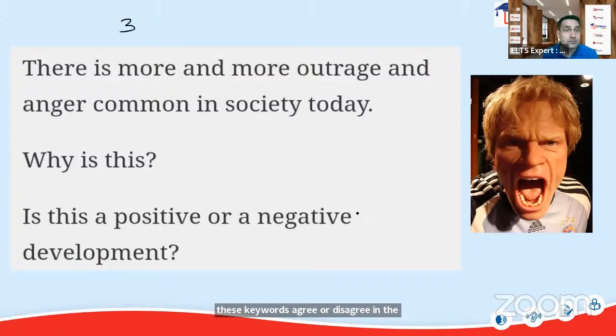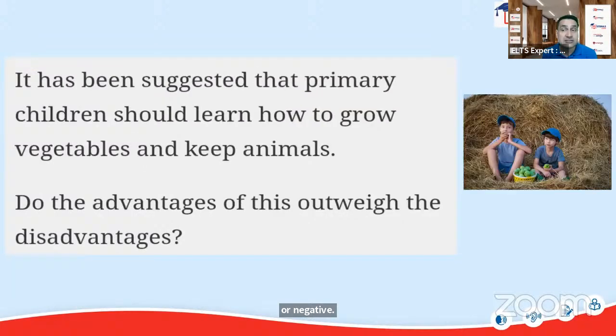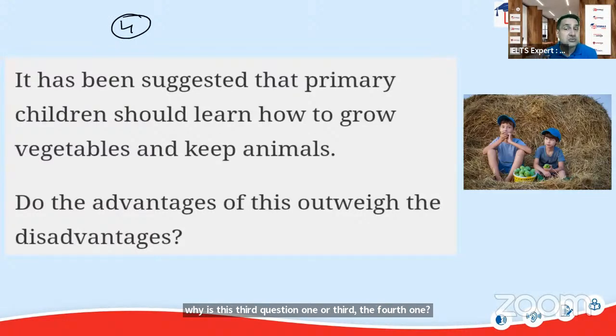Then third one, there is more and more outrage and anger common in society today. Why is this? Is this a positive or negative development? So a statement with a full stop, then we got two statements with question marks, positive or negative, and why is this? Third essay type. The fourth one, it has been suggested that primary children should learn how to grow vegetables and keep animals, a statement with a full stop.